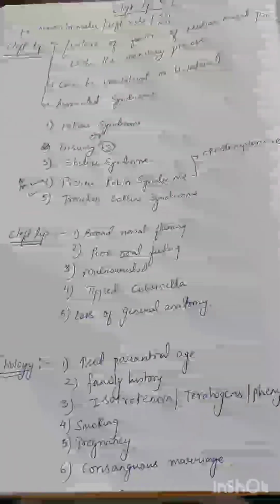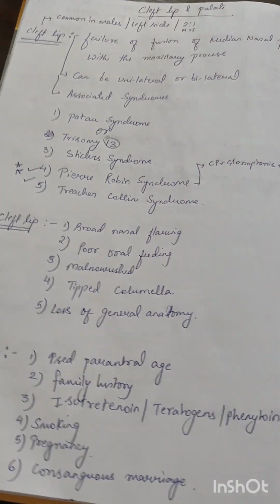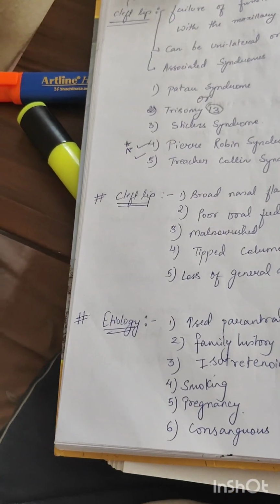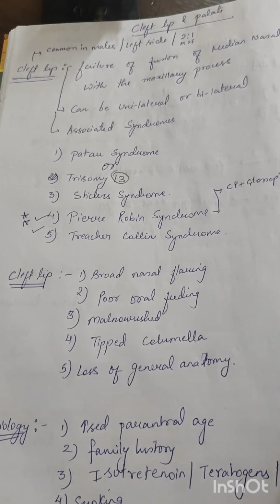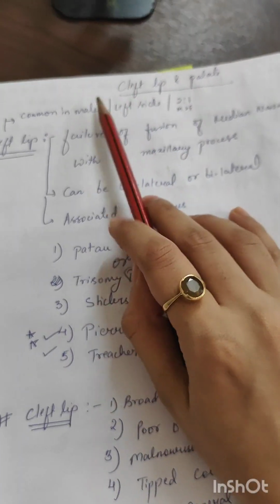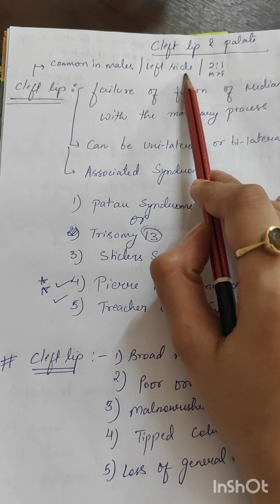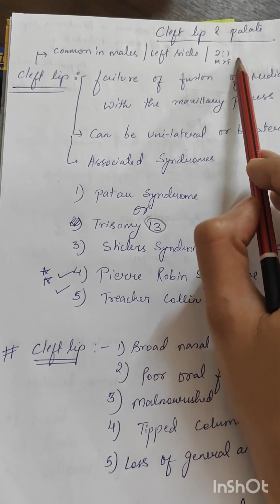Okay, so now let us start with a new topic, that is cleft lip and palate. First we'll start with the cleft lip. Cleft lip is more commonly seen in males. The left side is more affected, ratio 2:1.